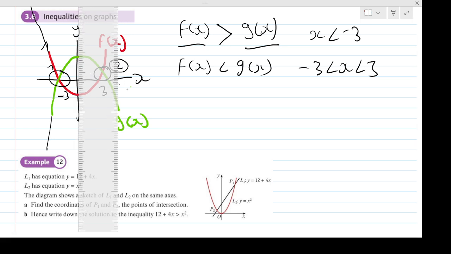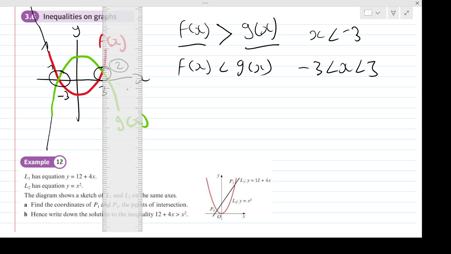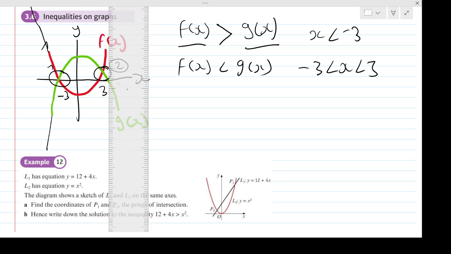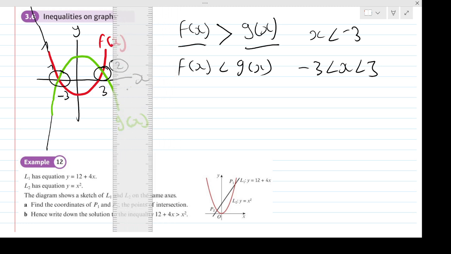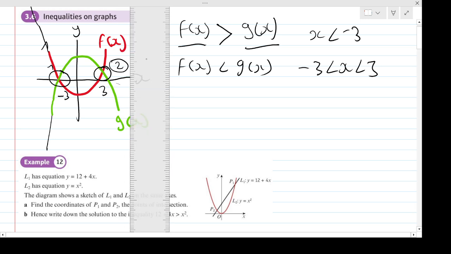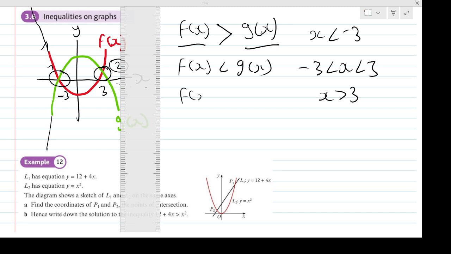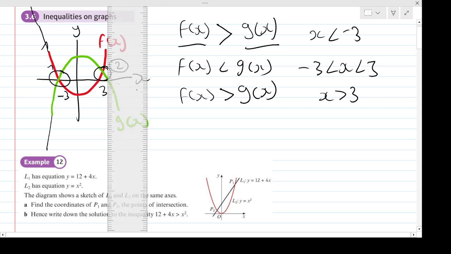Okay, so we can see that, right? Because f of x is now below g of x. But then what happens after they leave off at the second point of intersection? Well, hopefully you see that f of x will go up again and it will be above g of x as we move away from the second point of intersection. So when x is greater than 3, after 3, f of x, the red curve, is now above the green curve. So f of x is above g of x again, afterwards, okay?